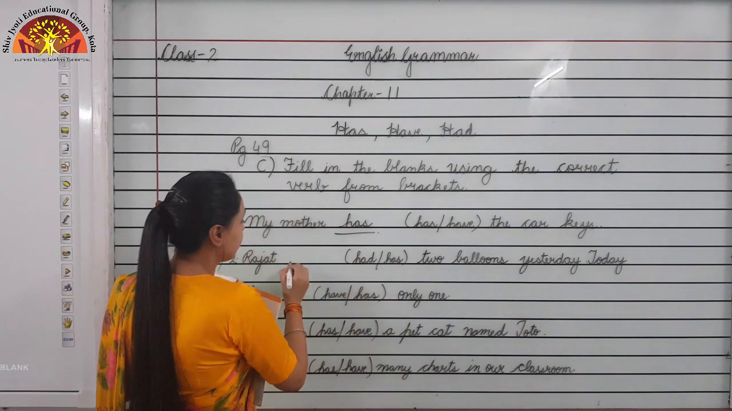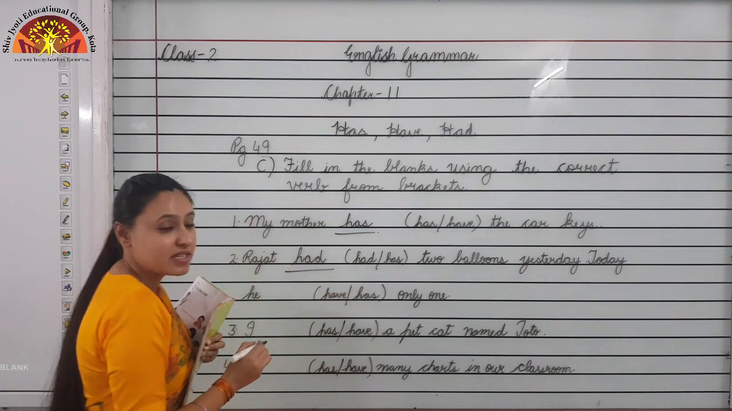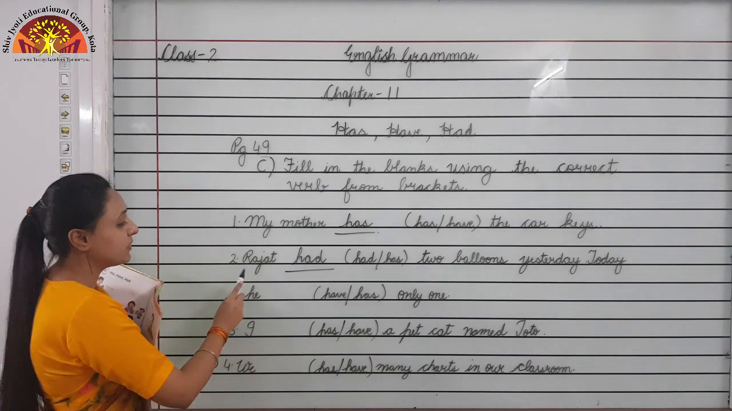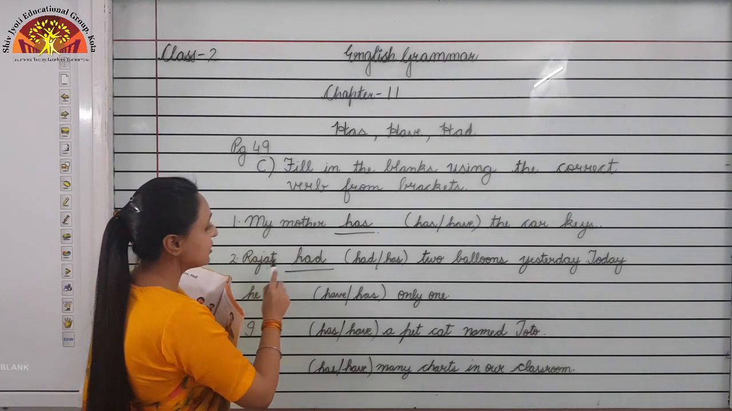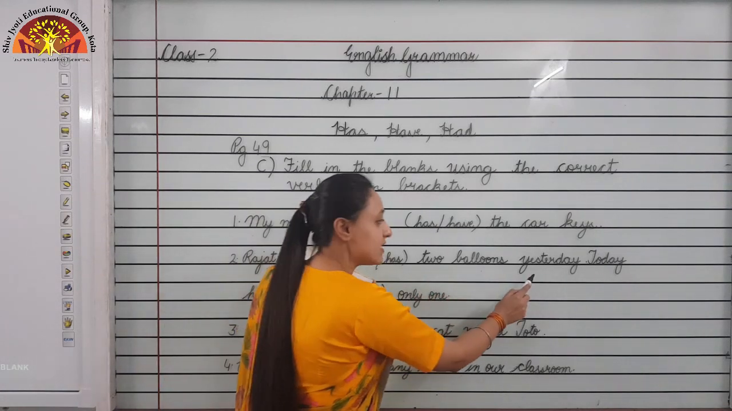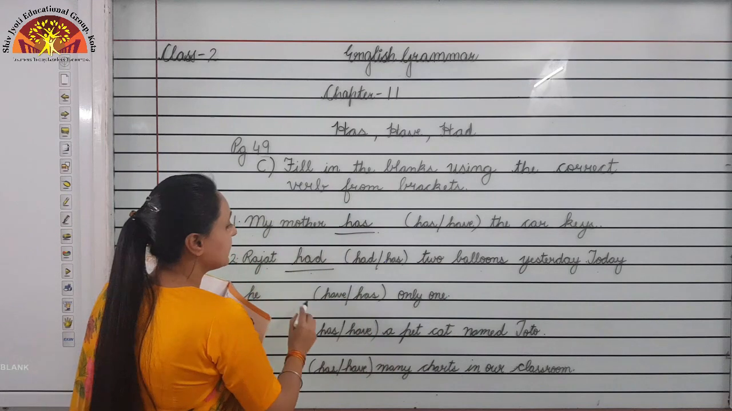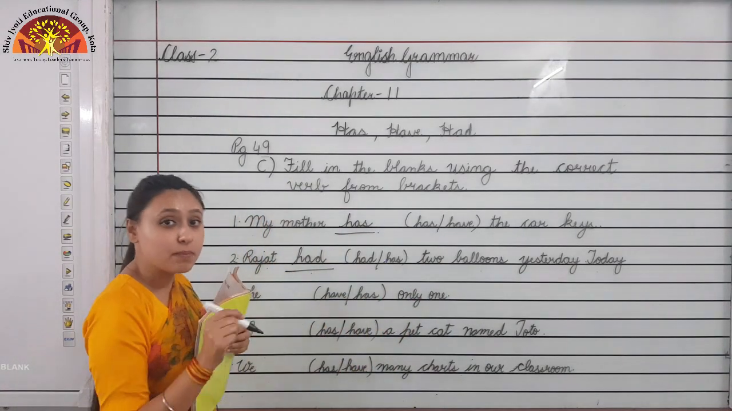We will use had here because we have learned that we use had with past tense and with singular and plural nouns. Here we are talking about one boy called Rajat. So the sentence is, Rajat had 2 balloons yesterday. Okay. Now today he dash only 1. So now we are talking about today, the present day.